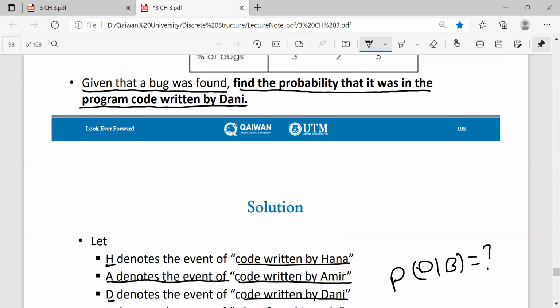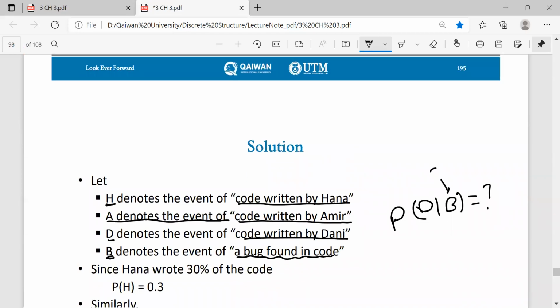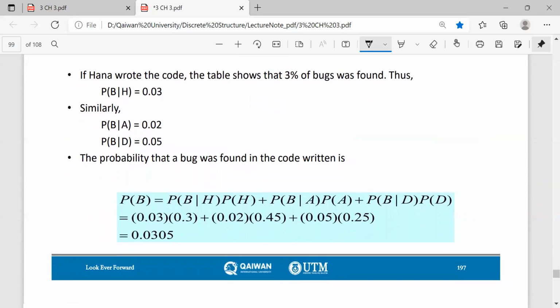As you see in the question, it says it's given that a bug was found. That was given, so we must write down the conditional one. Here we have 3 cases: the code is written by Danny, the code is written by Amir, and the code is written by Hannah. Okay, here we just apply the Bayes theorem. It's so easy. So the probability of D given B, I'm just going to write down here.